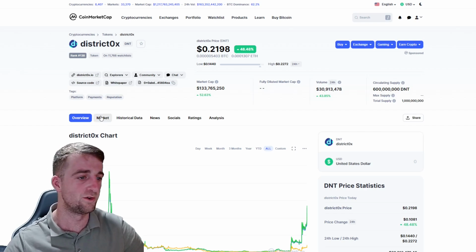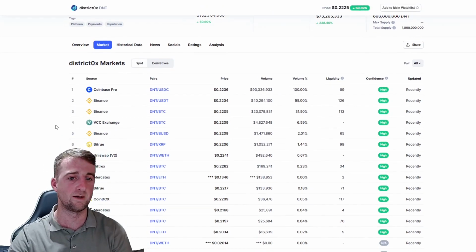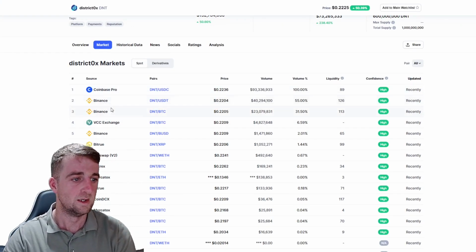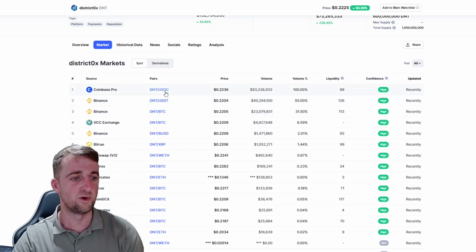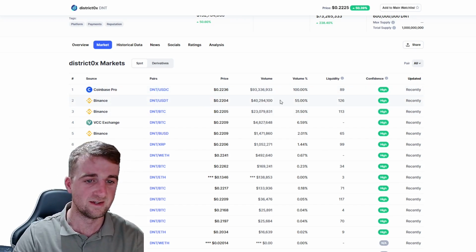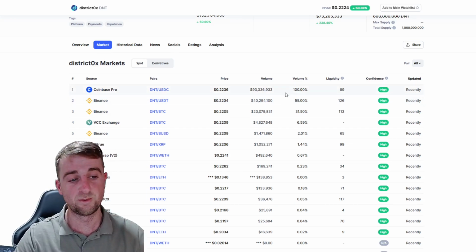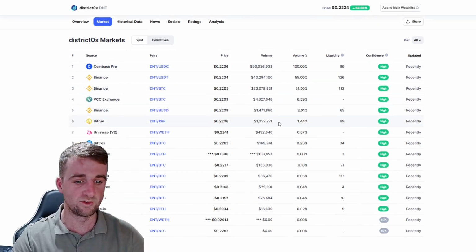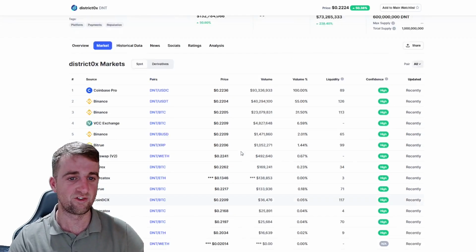If you are looking to get hold of some DNT, then these are the pairs and the exchanges that you can get them on. As you can see there, Coinbase Pro is getting a fair bit of volume. Binance is getting a bit as well, so against USDT, or on Coinbase Pro you can get against USDC. Ignore the volume there because it's saying USDC. I suppose that's 100% of the USDC pairing. So if you look down, these are all the other pairs you can get on. So we have Mercatox, Uniswap, and VCC Exchange.